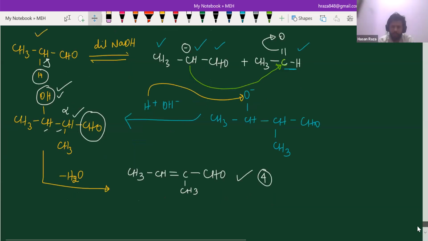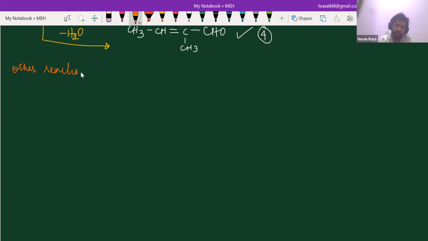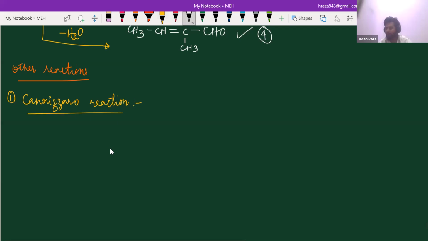Now see, we are going to do other reactions. And in other reactions, we have the first, that is Cannizzaro reaction. As you can see, in aldol condensation or aldol reaction, there must be an alpha hydrogen, but this Cannizzaro reaction only occurs when there is no alpha hydrogen.